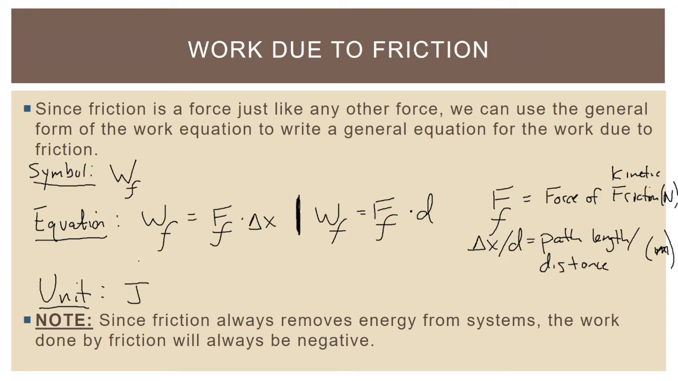And so the key point here that we want to make is that when you're using this particular equation, you shouldn't go all that nuts about the signs. Because it should be noted, since friction always removes energy from systems, we can always consider it to be negative. And we can always just do that on the back end, too.